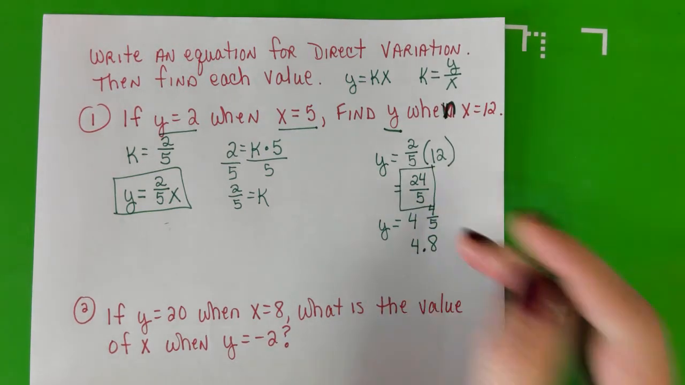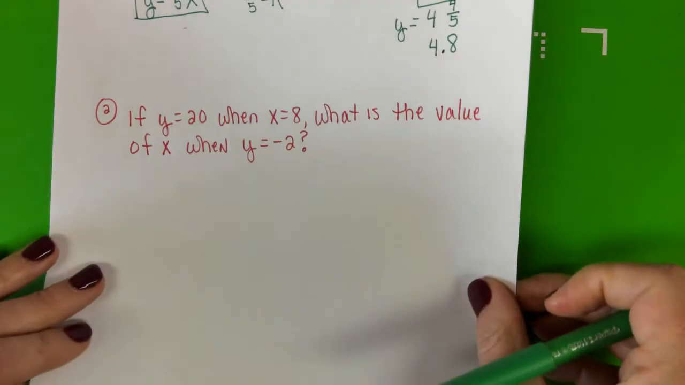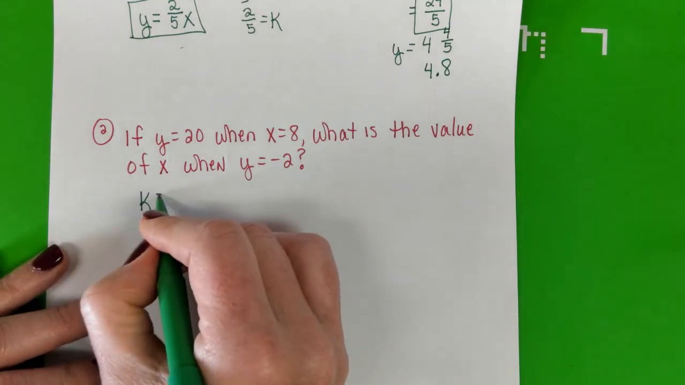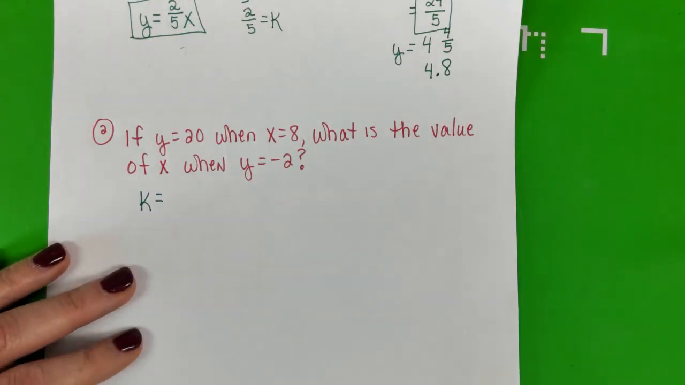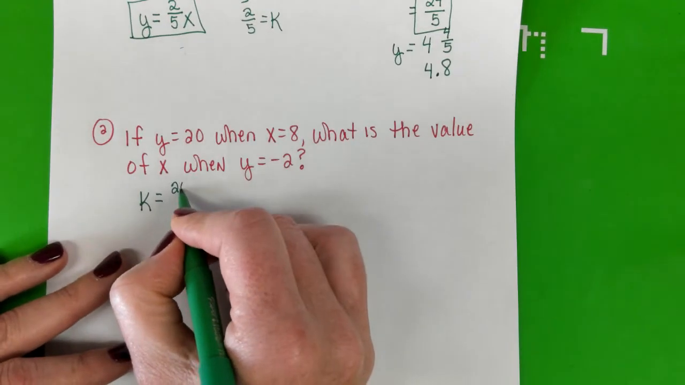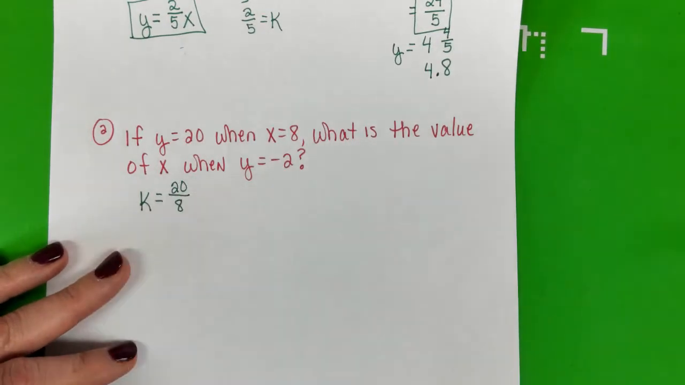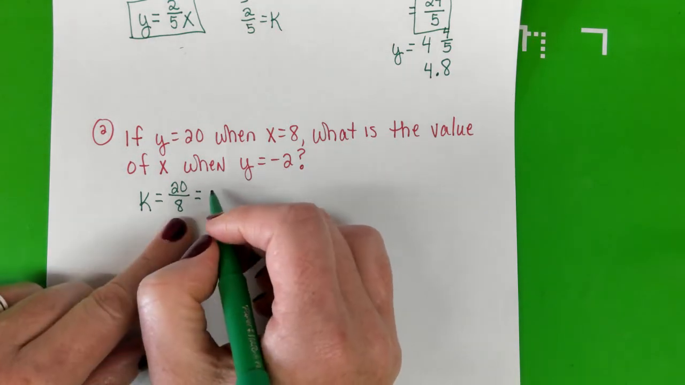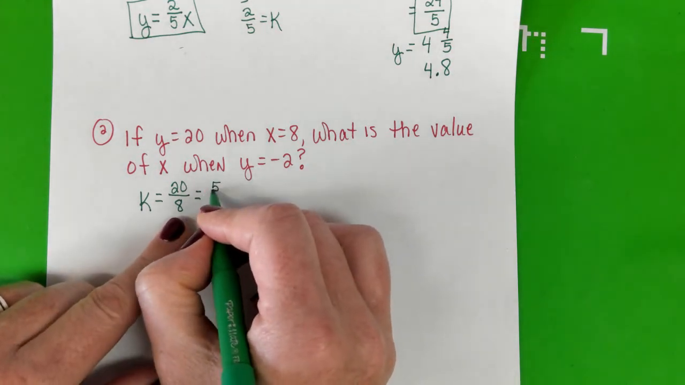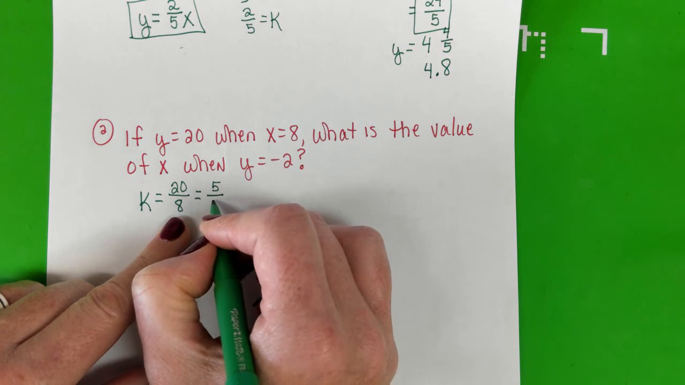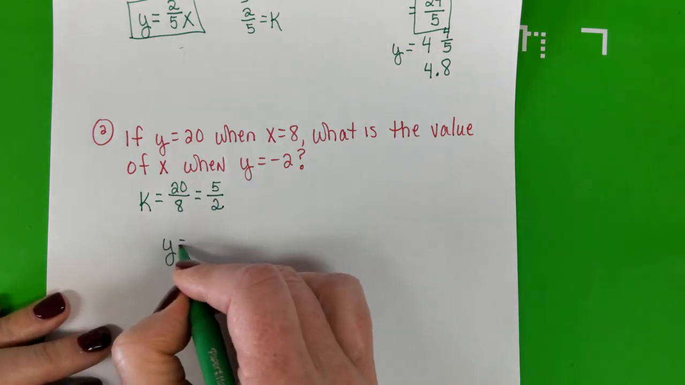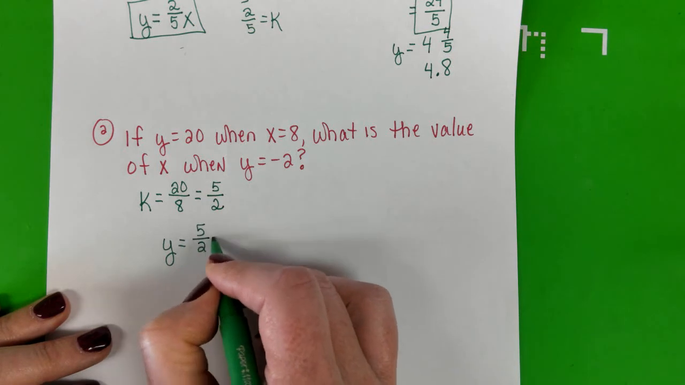So, okay, let's look at number 2. Exact same thing. If I need to find k in order to write the equation, I'm going to say y over x, 20 over 8. I do want to make sure that I reduce that. So that would be 5 halves, right? And so my equation is y equals 5 over 2 x.